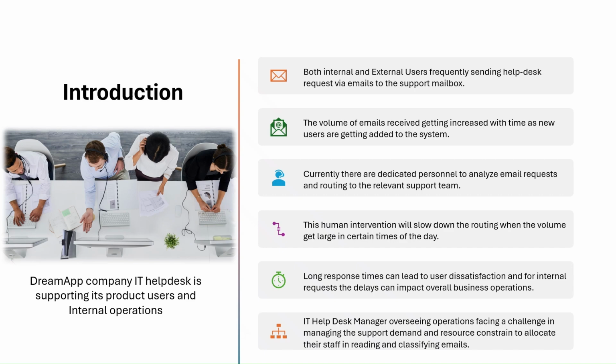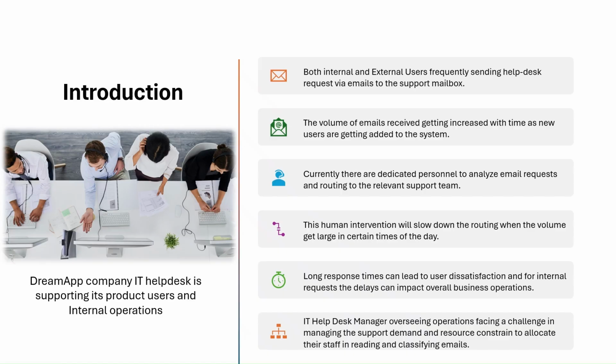Both internal and external users are frequently sending help desk requests via email to a support email box. The volume of emails received is increasing with time as new users get added to the system and their system is expanding. Currently, the IT help desk has a dedicated person allocated to analyze emails and requests, and then route them to the relevant support team. This human intervention slows down the routing process when the volume gets large and at certain times of the day when many users are interacting with the systems.